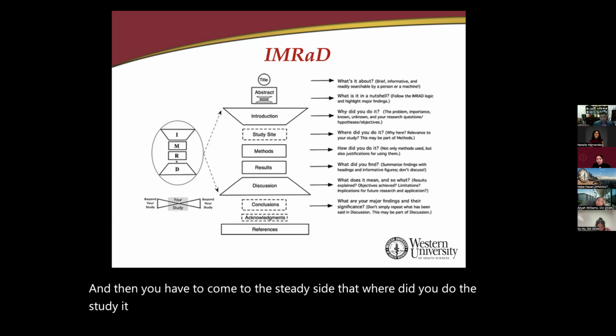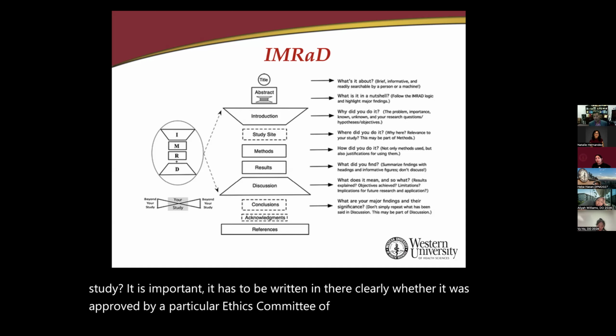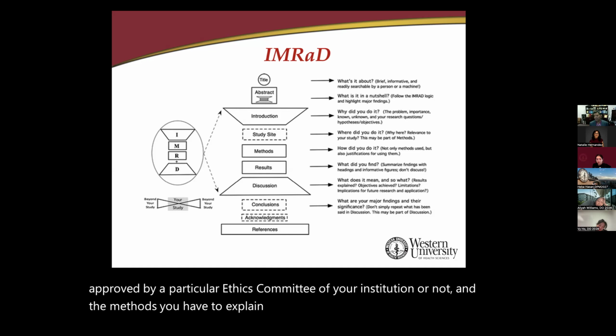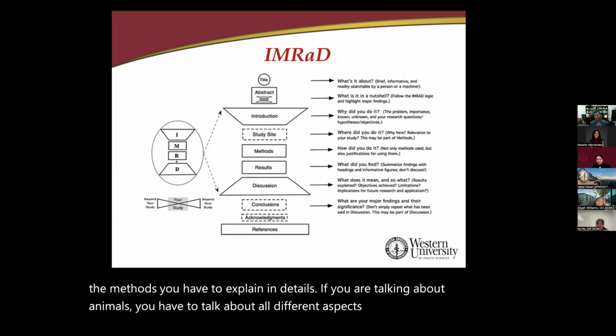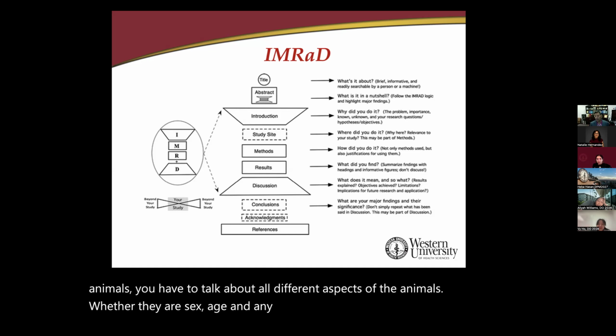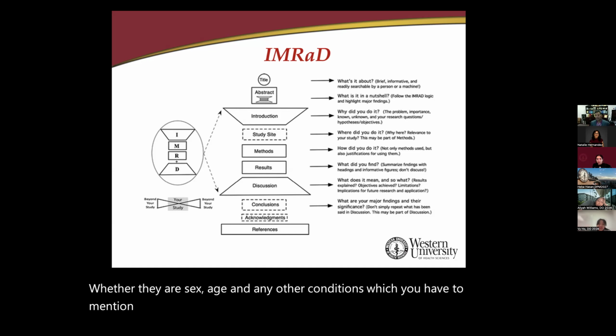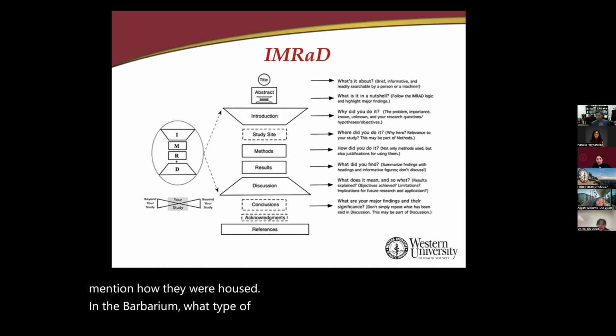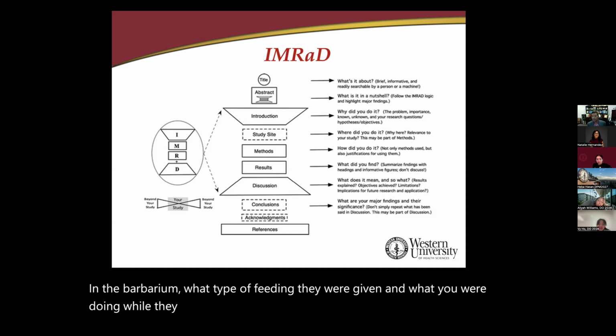It is important. It has to be written in there clearly whether it was approved by a particular ethics committee of your institution or not. And the methods, you have to explain in detail. If you are talking about animals, you have to talk about all different aspects of the animals, whether their sex, age, and any other conditions. You have to mention how they were housed in the vivarium, what type of feeding they were given, and what you were doing while they were in the experiment. So you have to describe those.